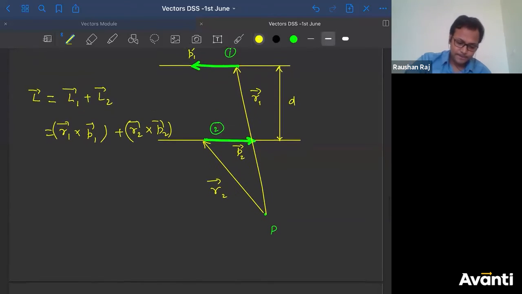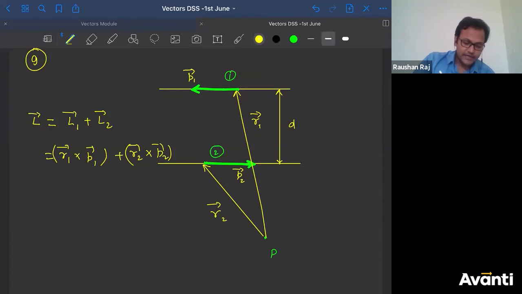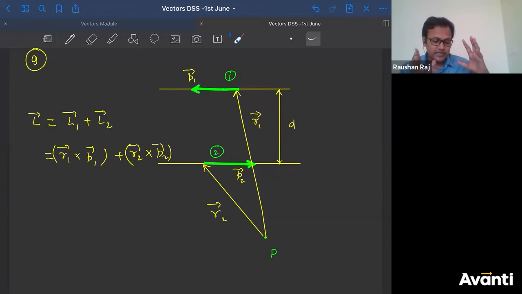Now tell me, how should I write the magnitude of this? First of all, find out what will be the direction of this r1 cross p1 and r2 cross p2. Tell me what will be the direction of r1 cross p1? Into the plane or out of the plane? R1 cross p1. Come on, guys. Tell me what will be the direction of r1 cross p1? Into the plane. Okay. One of the answers is into the plane.